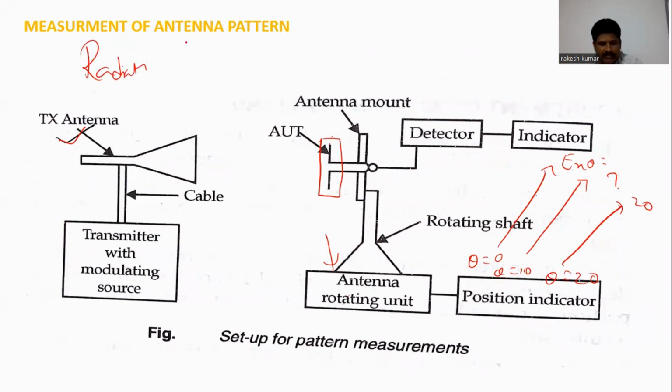What is meant by the radiation pattern? What is the definition of a radiation pattern? Radiation pattern is defined as the graphical representation of radiation properties of an antenna as a function of space coordinates. So this is how you can measure the radiation pattern.